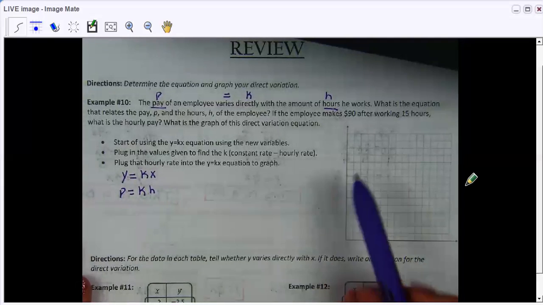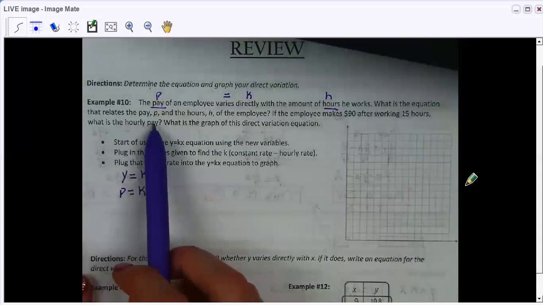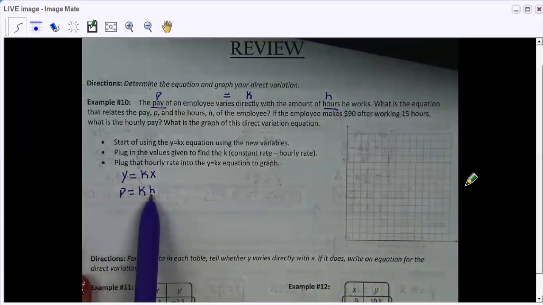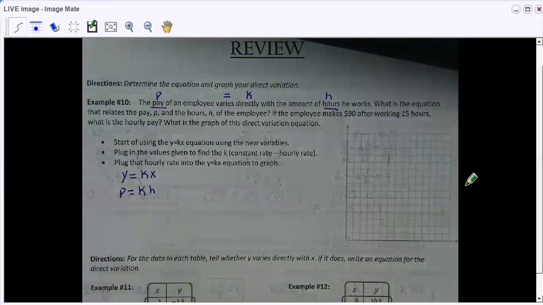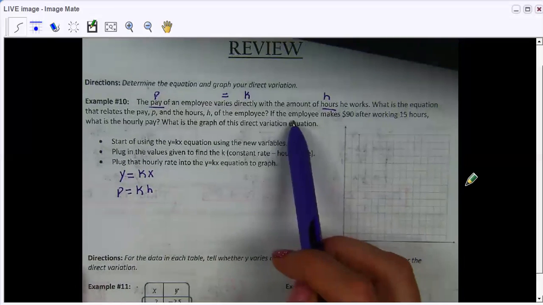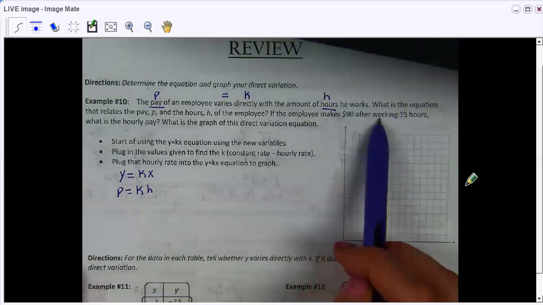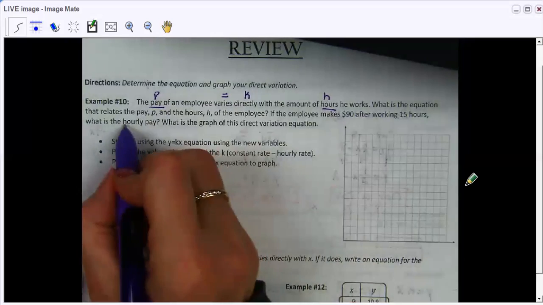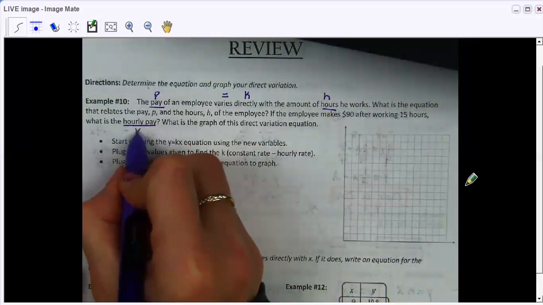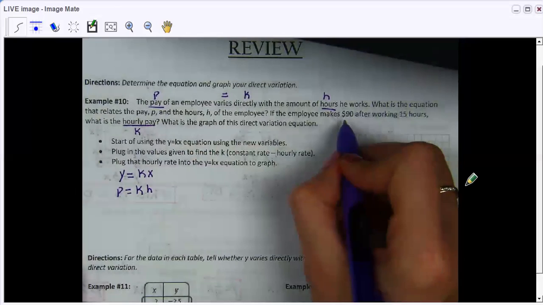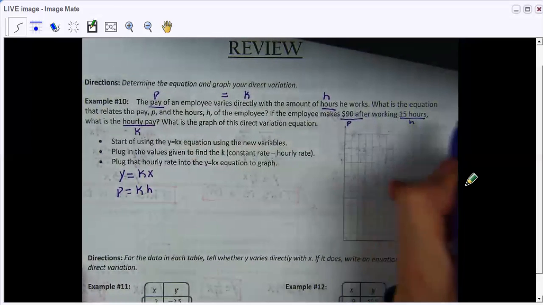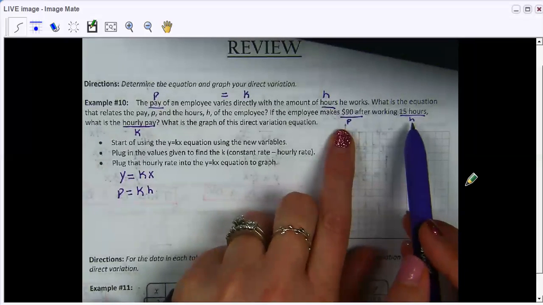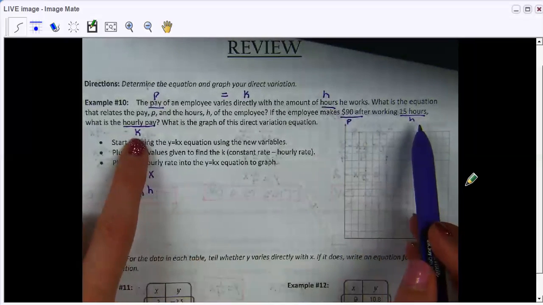And so this second part says, what is the equation that relates p and h? So we have to plug in what we're given and come up with that equation. It says that if the employee makes $90 after working 15 hours, what is the hourly pay? Well, the hourly pay is going to be your k, okay? This right here is your total pay, and this here is your hours. So you're going to plug those into the equation to solve for k.